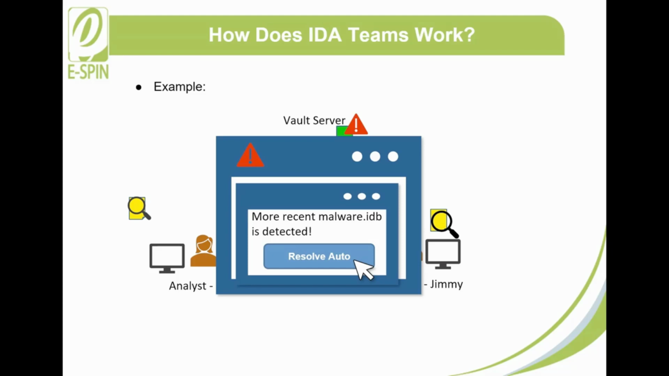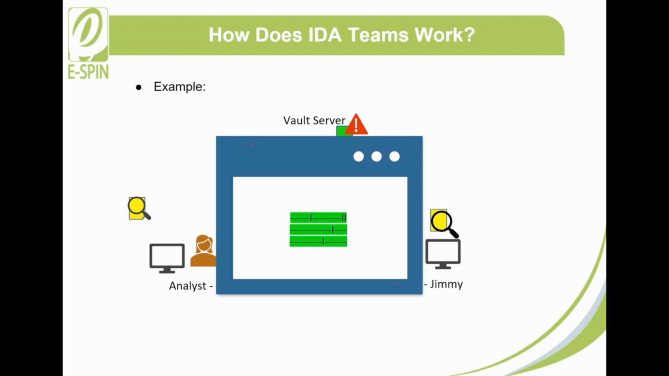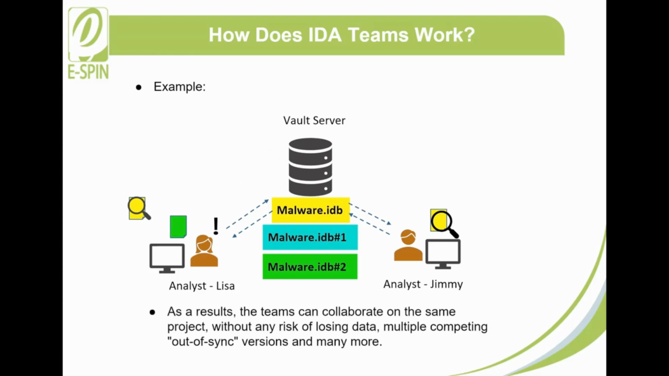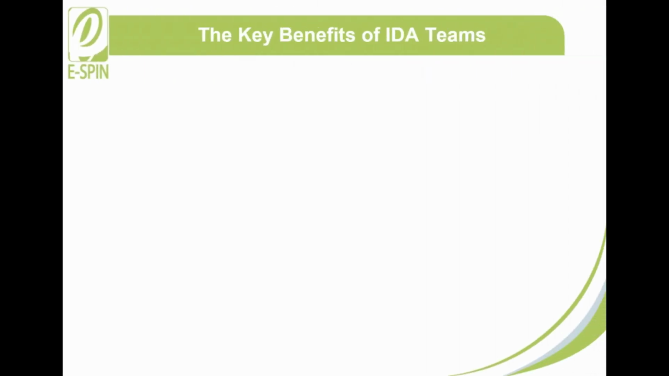Jimmy has to merge his annotations with the ones made by Lisa. Jimmy uses Resolve Auto to merge their changes. Jimmy commits the resolved malware IDB to the server and the malware IDB works perfectly now. Lisa, who came from another task, notices Jimmy's commit. She synchronizes the updated malware IDB to have the latest version. As a result, the team can collaborate on the same project without any risk of losing data, multiple competing, out-of-sync versions and many more. What are the key benefits of IDA Teams?